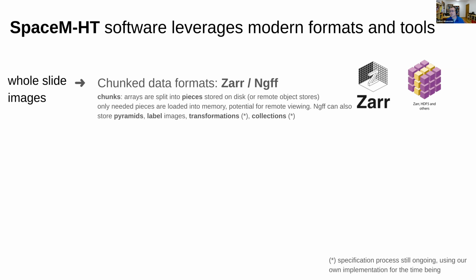And because we are dealing with registration and several images, we are also using transformations and collections. So you have several images in one file with affine transformations. And this is something that is still ongoing, where the specification process is still in progress, but Andreas made an implementation for us, not to preempt the specification, but just to have something to work with.